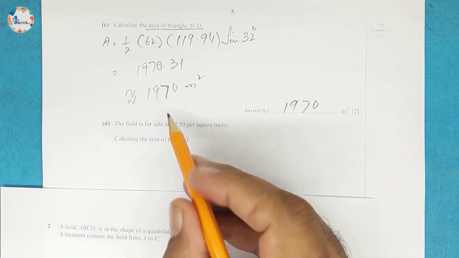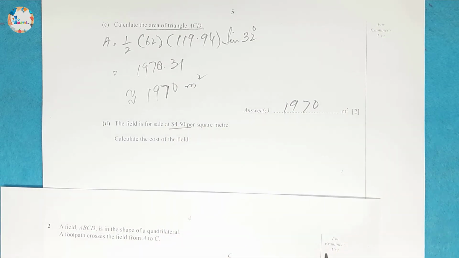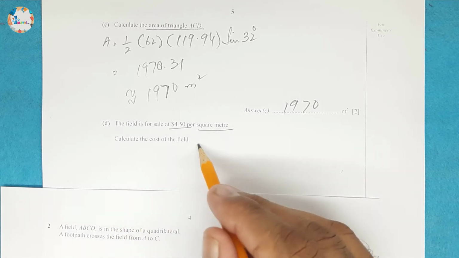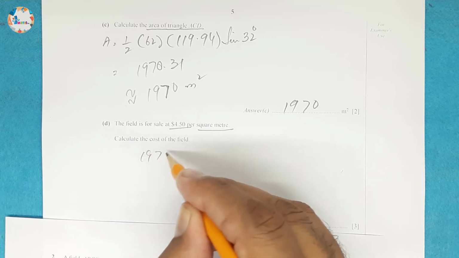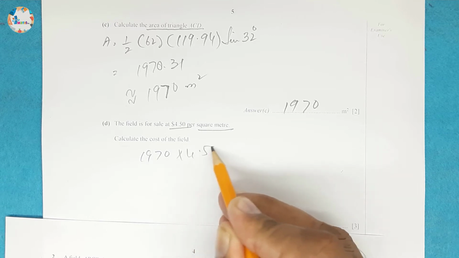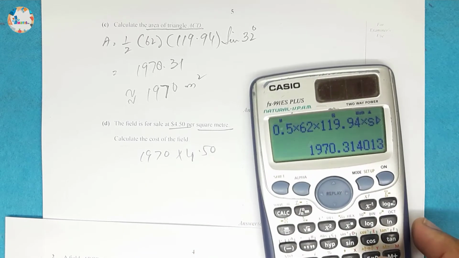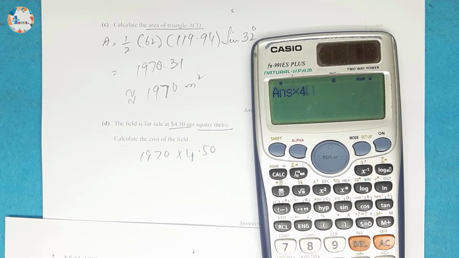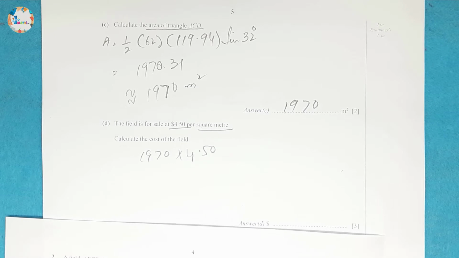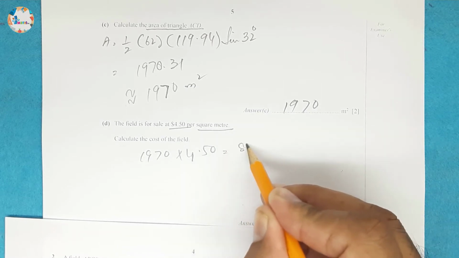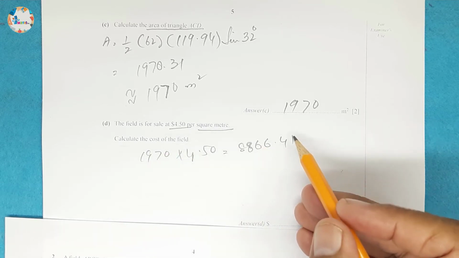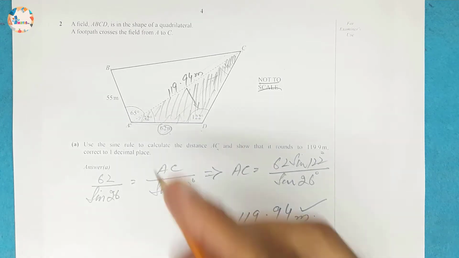The field is for sale at 4.50 per square meter. Calculate the cost. So 1970 multiplied by 4.50 per square meter. Yeah, this will be equal to basically 8866.41. This will be the cost for this shaded portion.